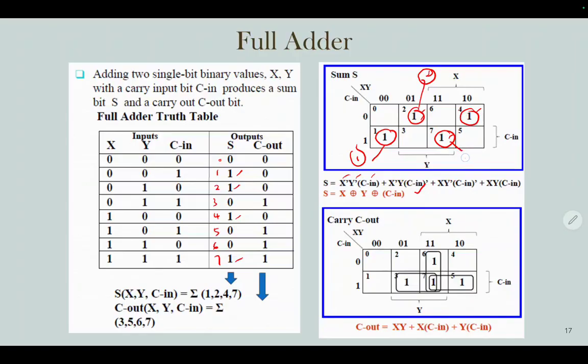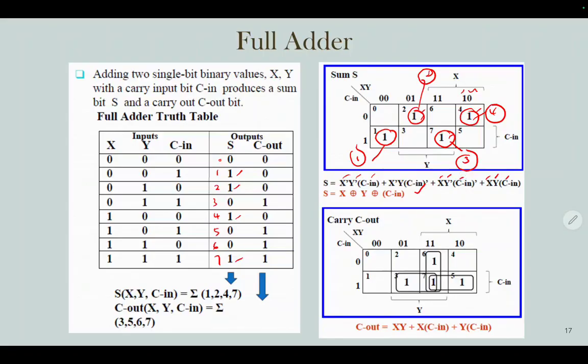Number 4, so you got X, Y, 1 and 1. So you got X, Y here. And then here you got C in equals 1. So X Y C in. And then the other one, here you got X Y bar: X equals 1, Y equals 0, and C in equals 0, so C in bar.